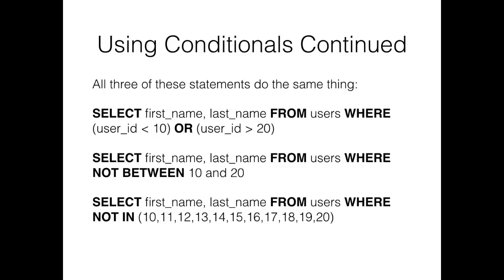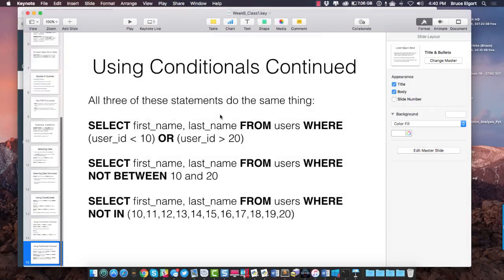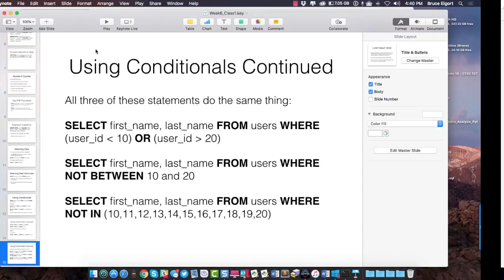The next statement, select first_name, last_name from users where user ID not between 10 and 20. How about that? And then select first_name, last_name from users where user ID not in the set 10, 11, 12, 13, 14, 15, 16, 17, 18, 19, 20. Pretty neat stuff, okay? So again, you can build your select statements in many different ways, the same way you can build your code in many different ways. So that's all I got for the first section.